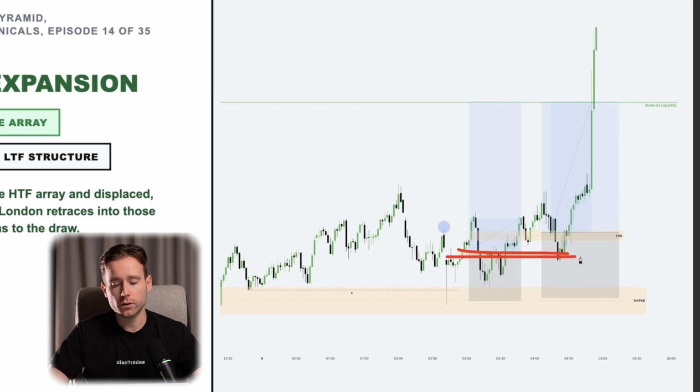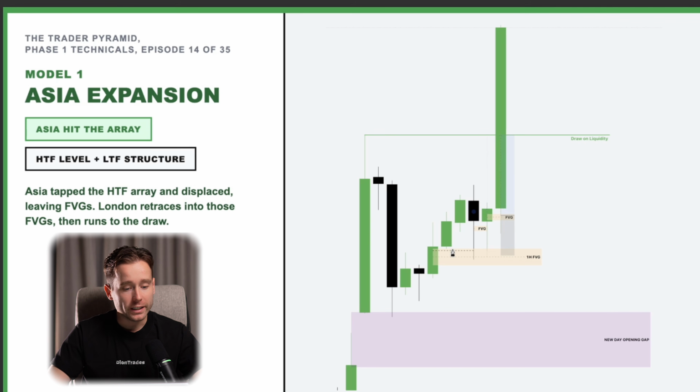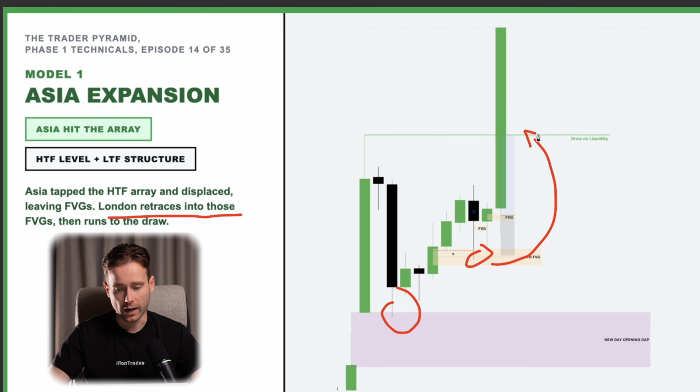So both trades went to TP by just following the entry model, where Asia tapped into the higher time frame array. It displaced away, leaving fair value gaps. Then London retraced into that fair value gap, and on the lower time frame we played from this low with the liquidity sweep back to the high, and it even went higher, but that's irrelevant because we made our money already at the TP point.